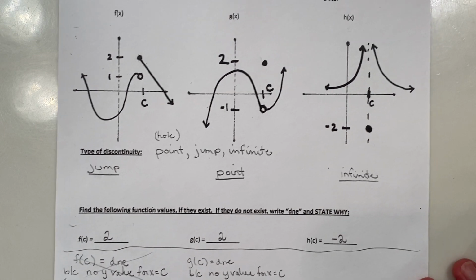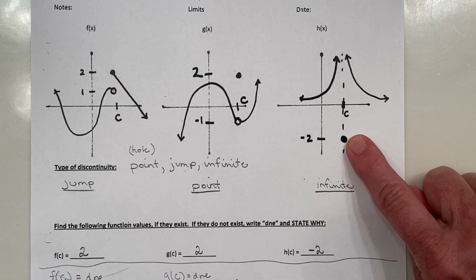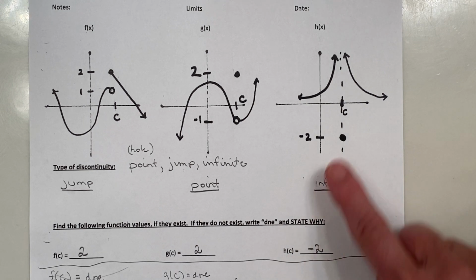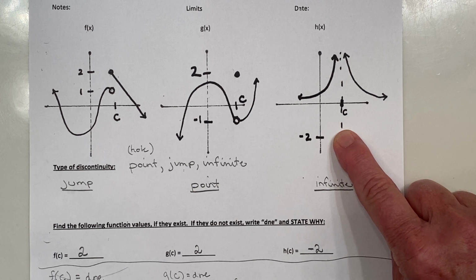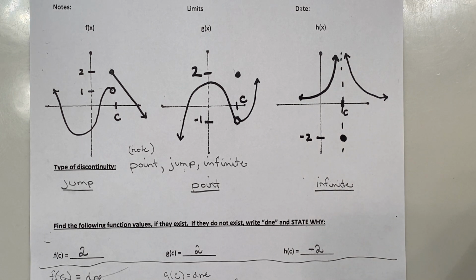And likewise with the h graph, what if that point wasn't there and you were asked to find h of c? This does not exist because there's no y for x equals c. So that's going to be the justification that we would use in this course if a functional value does not exist. It just simply means there's no y for that x value.